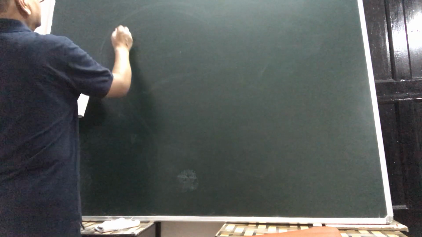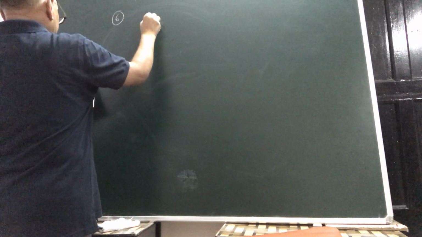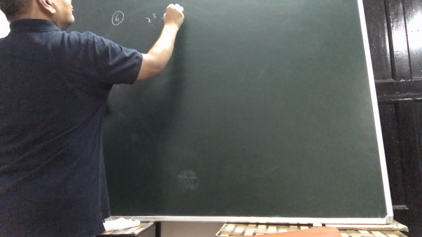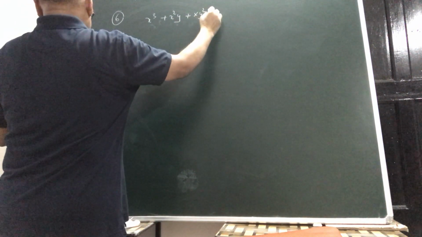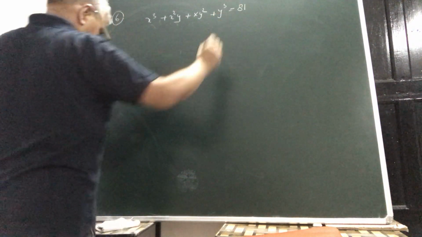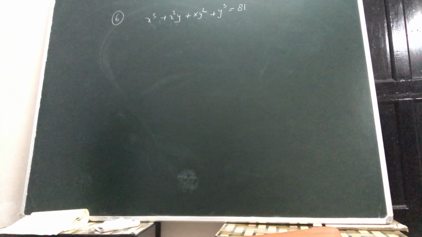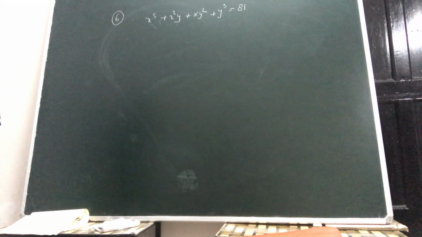Okay, let me take one more question here quickly. Question number 7. Okay, let me take the 6th here. It's a big one. x cubed plus x square y plus x y square plus y cube is equal to 81. So here you had to find the derivative of y, that is dy by dx. Let us see how.